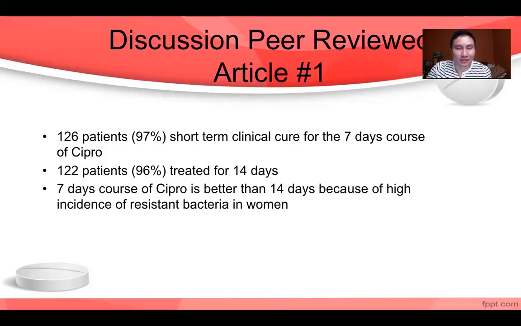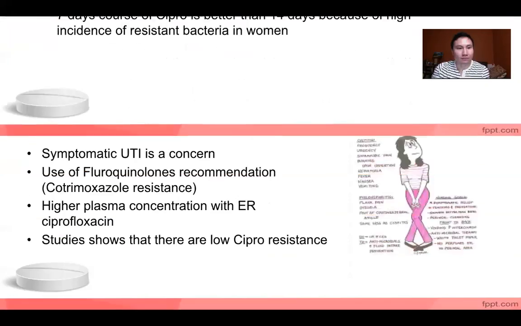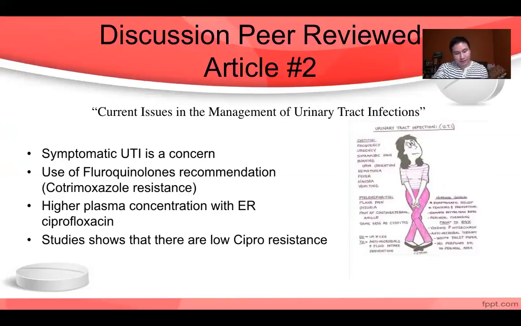But sometimes when you're taking the medication, the more days you take it, they stated that patients ended up getting oral thrush. So I think they still recommend the 7-day course of Cipro compared to 14 days, because there's also a high incidence of resistant bacteria in women. Also, based on those results, it is recommended as the first line of choice for empirical oral treatment for acute pyelonephritis, which is Cipro.